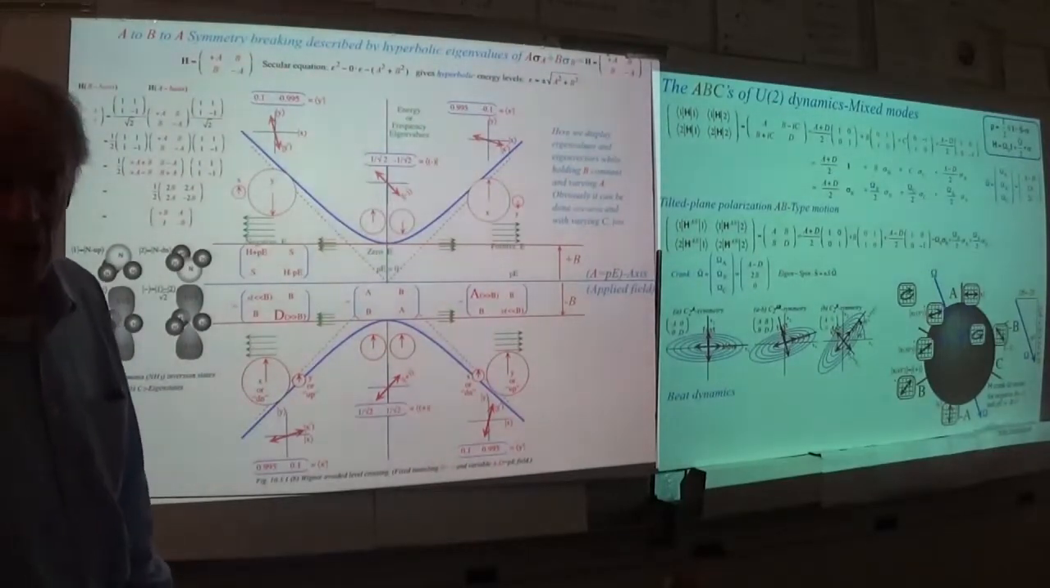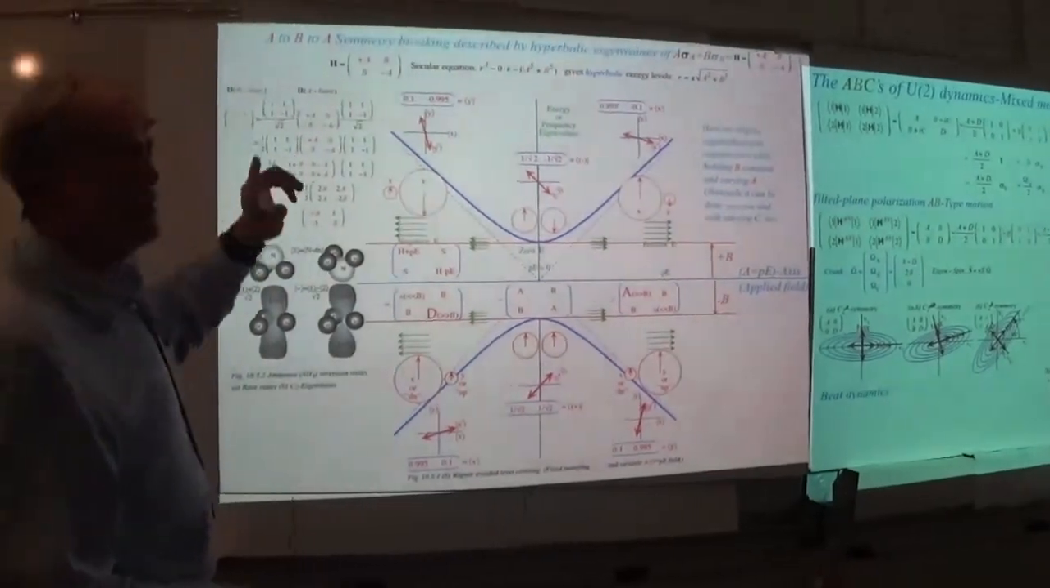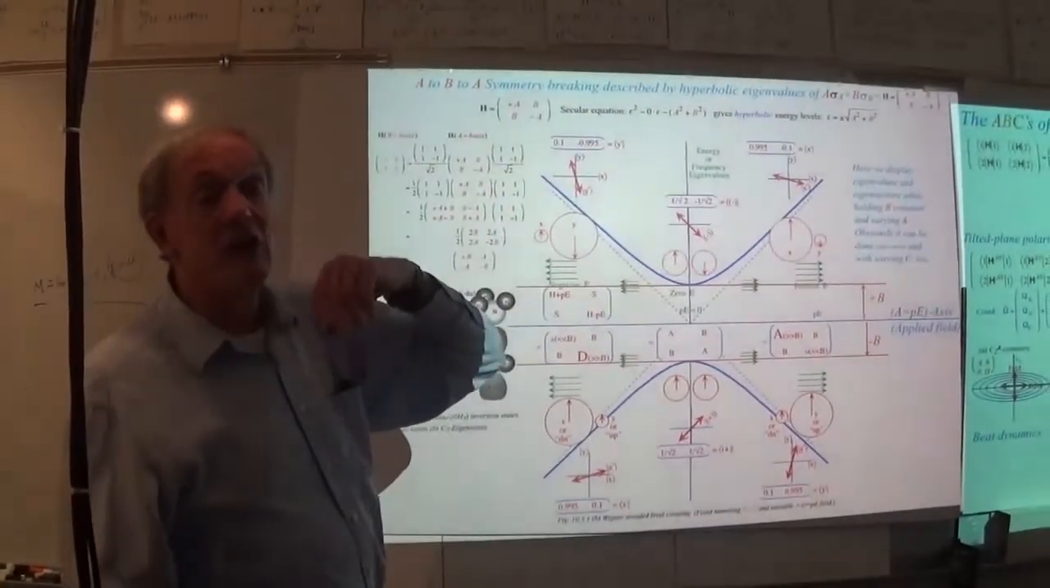Dr. Harter, the matrix that you have over there, like 1 over root 2, 1, 1, 1, minus 1, is that the diagonalizing transform?